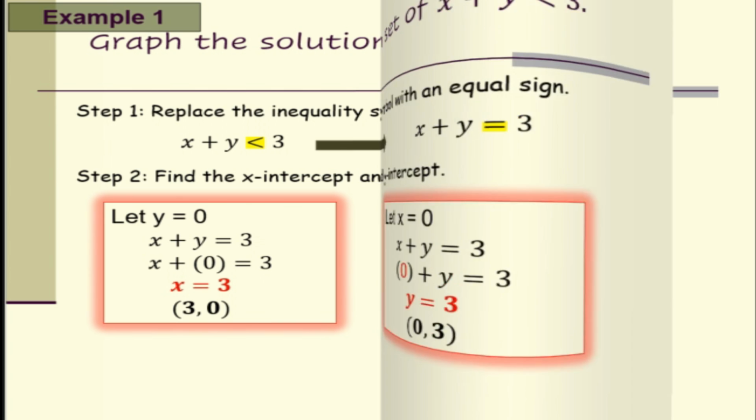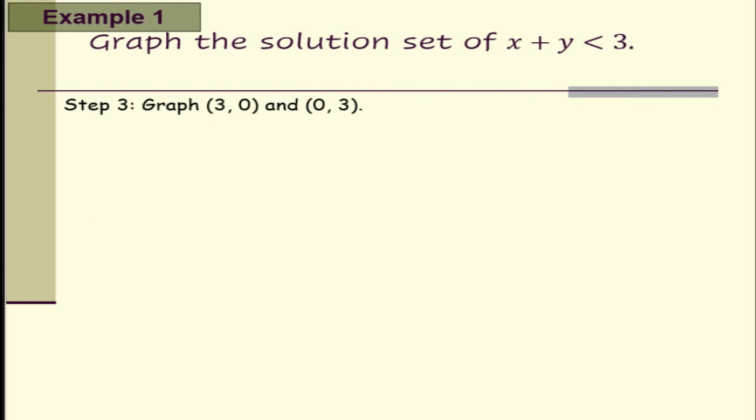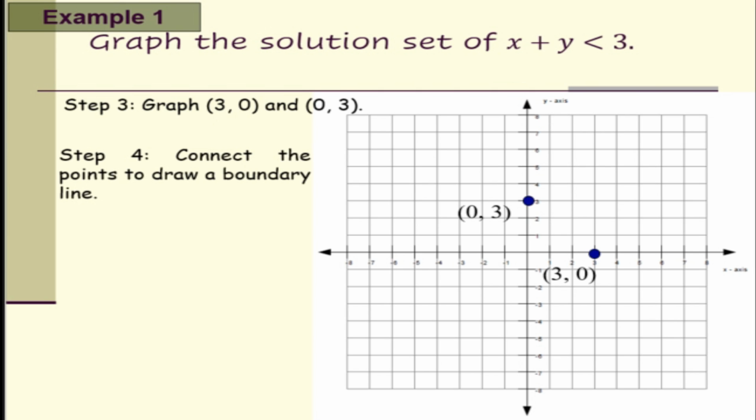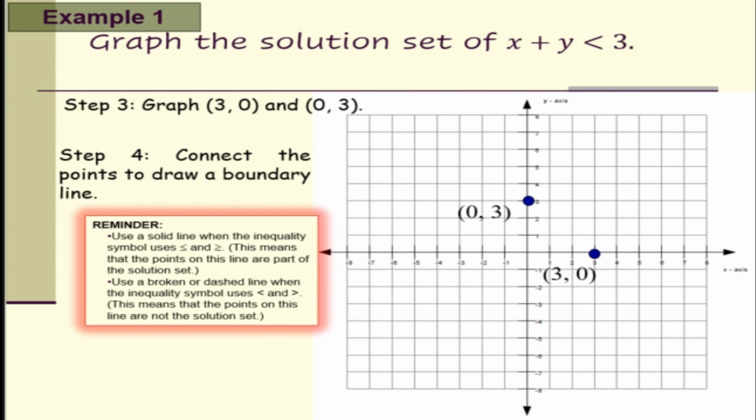In step 3, we can now plot the x and y intercepts of x plus y is less than 3. We have 3, 0, and 0, 3. Step 4, connect the points to draw a boundary line. Reminder, use a solid line when the inequality symbol uses less than or equal to or greater than or equal to. And use a broken line or dashed line when the inequality symbol uses less than and greater than.